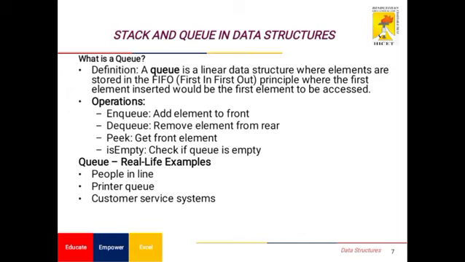The operations of the queue are enqueue, dequeue, peek, and is empty. Enqueue means add an element to the front of the queue. Dequeue means remove an element from the rear. Peek means get the front element. Is empty means check whether the queue is empty or not. Then queue real-life examples: people in line, printer queue, customer service system.